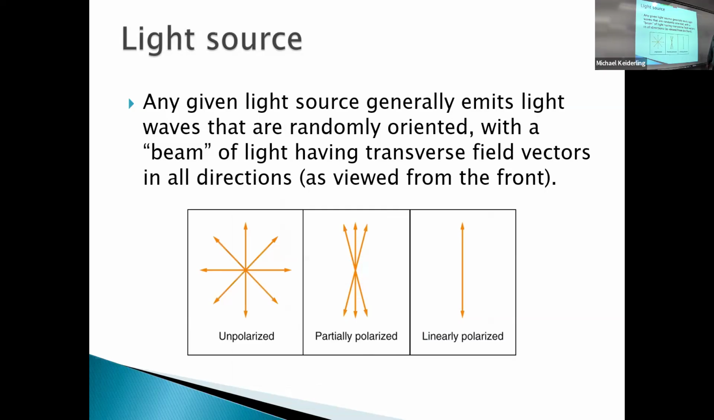But you can have situations where the light is more aligned. It's polarized. You can have something that's partially polarized where they're mostly up and down, and you can have something that's completely linearly polarized. It is also possible to have other types of polarization. This is linear polarization, but there's also circular polarization.